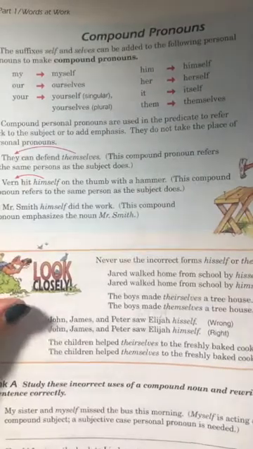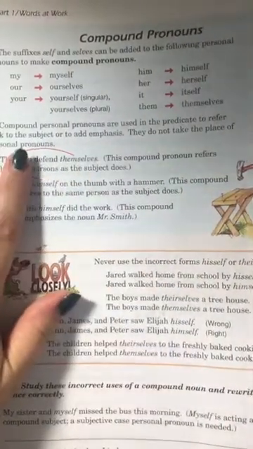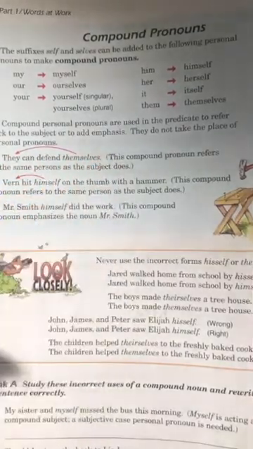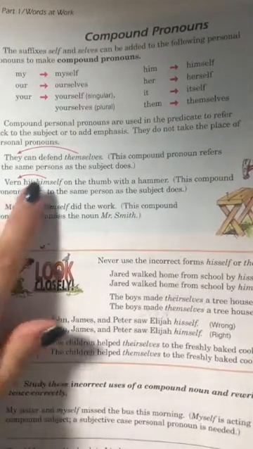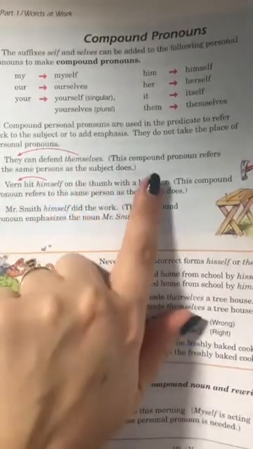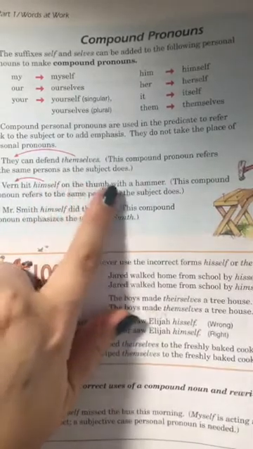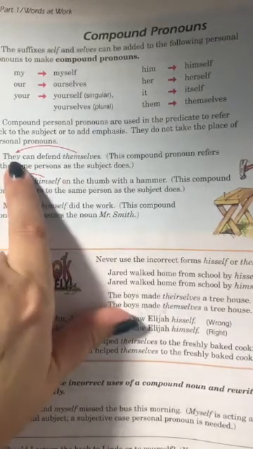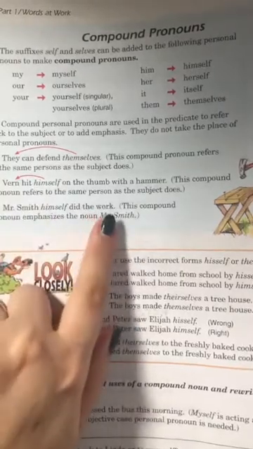Compound personal pronouns are used in the predicate to refer back to the subject or to add emphasis. They do not take the place of personal pronouns, and here are some examples. They can defend themselves. This compound pronoun refers to the same person as the subject does. So notice it does not replace it. It just adds to it. We have they and then themselves.